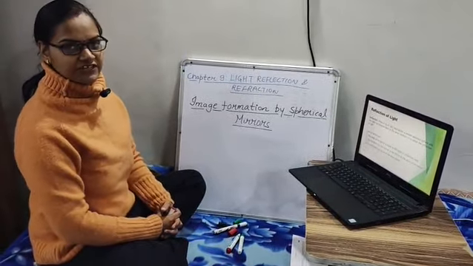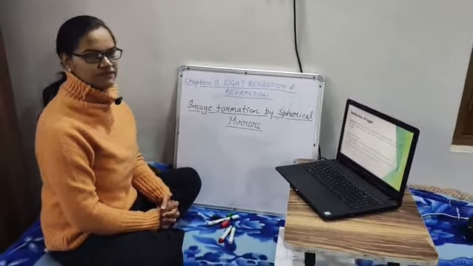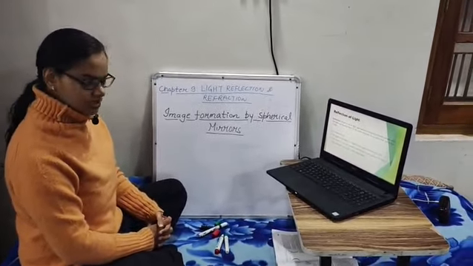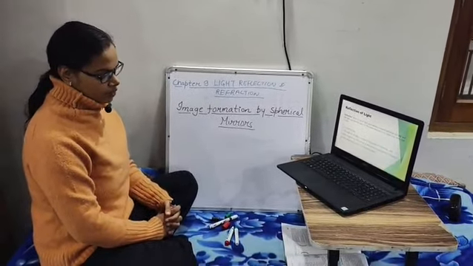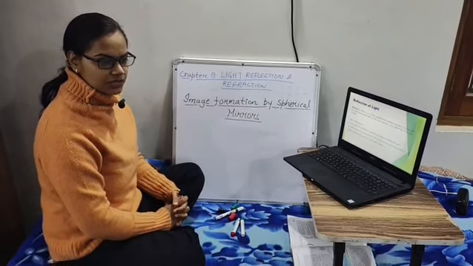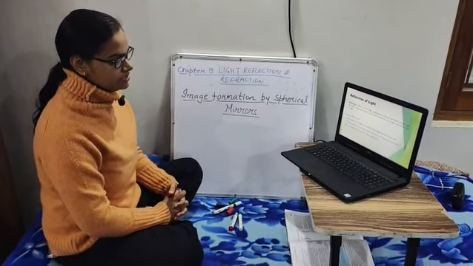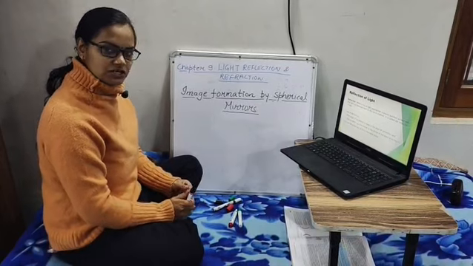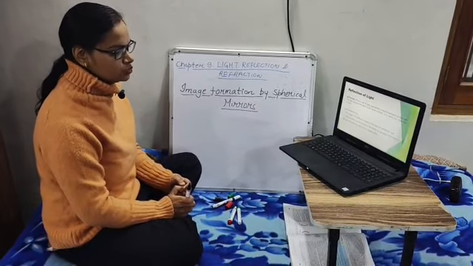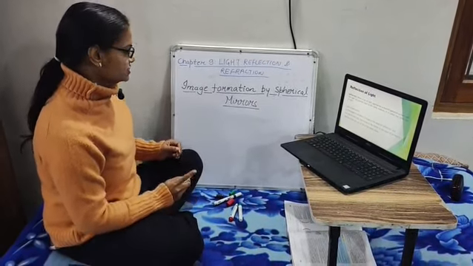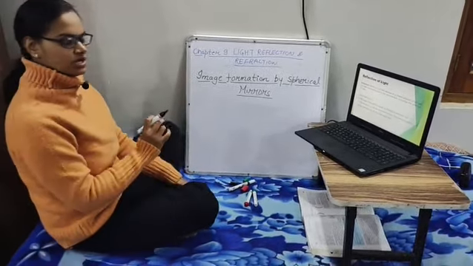So coming to reflection of light, what do we understand by reflection? When a ray of light approaches a smooth polished surface, the ray of light bounces back in the same medium, and it is called reflection of light. So basically there are two laws of reflection. The first one is angle of incidence is equal to angle of reflection.